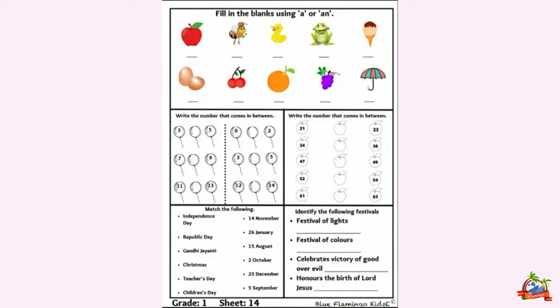Now see the next question. Identify the following festivals. In this we have to identify these festivals. A little bit of clue is given for each festival and we have to identify the festival. ओके हर फेस्टिवल के बारे में कोई क्लू दिया हुआ है. वो क्लू से हमें फेस्टिवल को पहचानना है. फेस्टिवल ऑफ लाइट्स मीन्स दीपों का त्योहार. दिवाली.